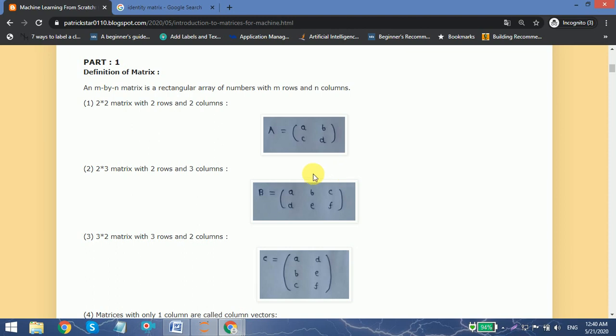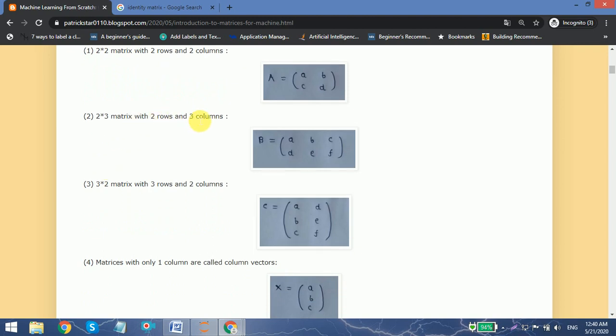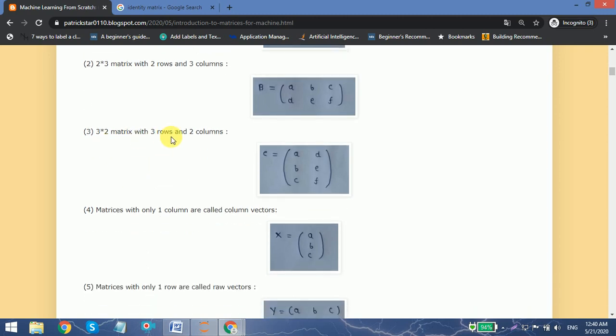Here you can see that the first example is of a 2 cross 2 matrix, so it has 2 rows and 2 columns. You can see it here. And the second example is of a 2 cross 3 matrix that has 2 rows and 3 columns. You can see it here easily. And the third example is of a 3 cross 2 matrix that has 3 rows and 2 columns. Okay, so this is right.